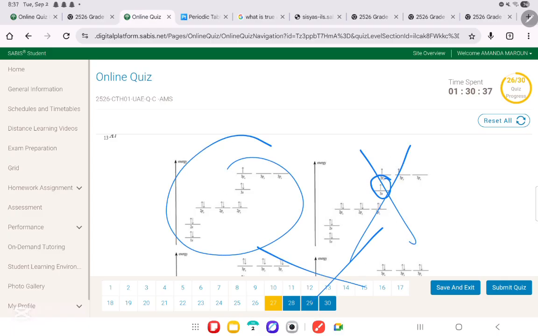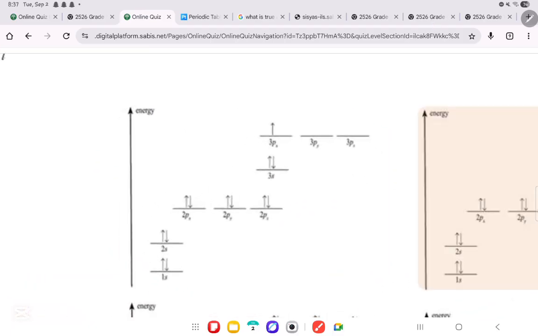By the way, if you want to double check, you can see 1s, how many electrons does it have? 2. 2s, how many electrons? 2. 2p, how many electrons? 6. 3s, how many electrons? 2. And then 3p, how many electrons? 1. The same exactly as our configuration. So which one is our answer? This one is our answer.